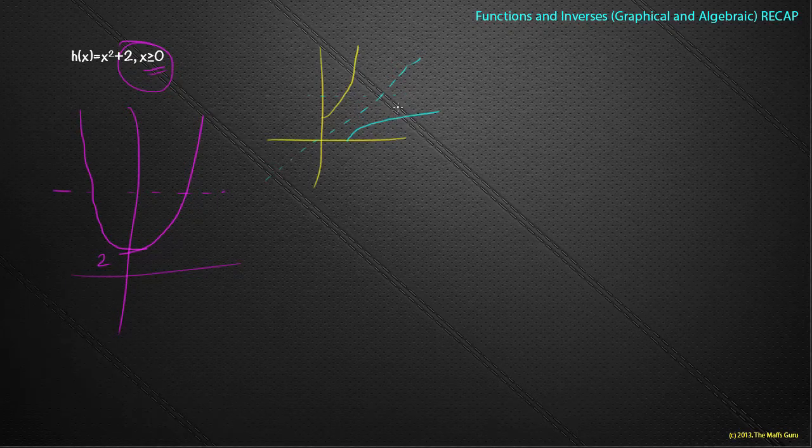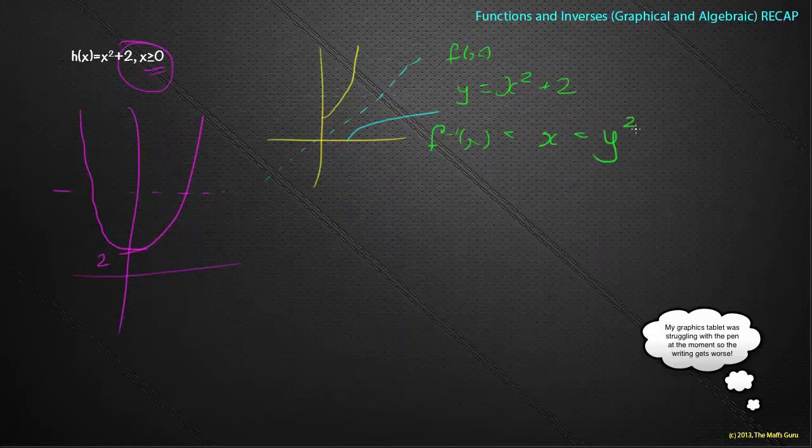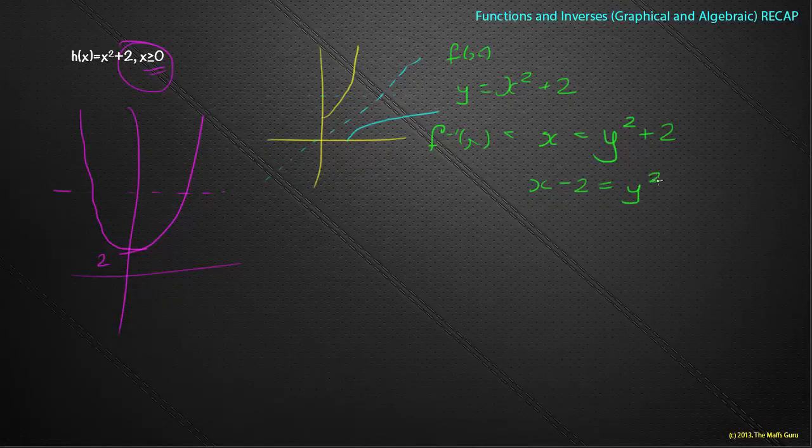But what happens if we were to look at this algebraically? Well, let's look at the maths behind it. We've got x squared plus 2 is equal to y. That's my original function of x. So what do I do for my inverse? Well, my inverse is given by x is equal to y squared plus 2. So x minus 2 is equal to y squared, and so y is equal to plus or minus the square root of x minus 2.